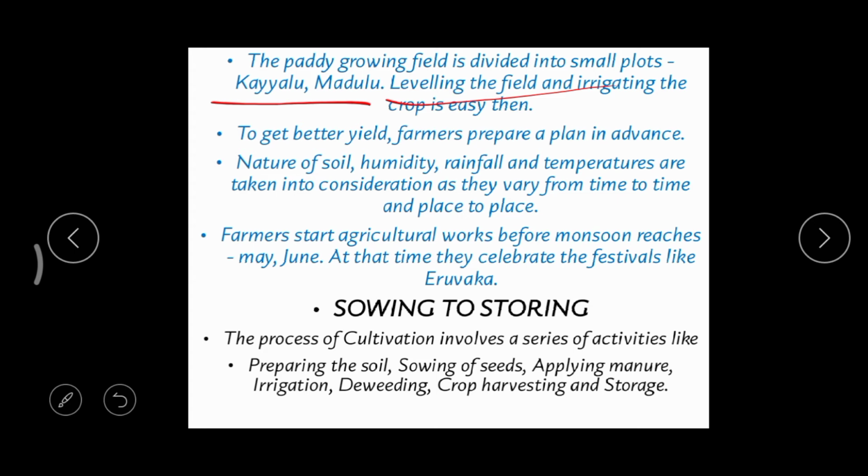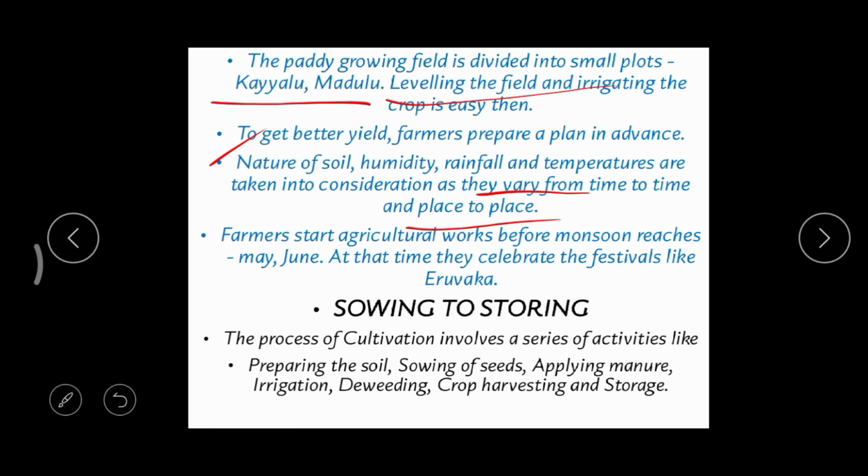In this way, all these factors are taken into consideration before they start this agriculture, especially this rice. Why? These factors vary from time to time. Vary means they change from time to time, and season to season, and also from place to place. That's why before we start growing rice, we take all these points into consideration, right?